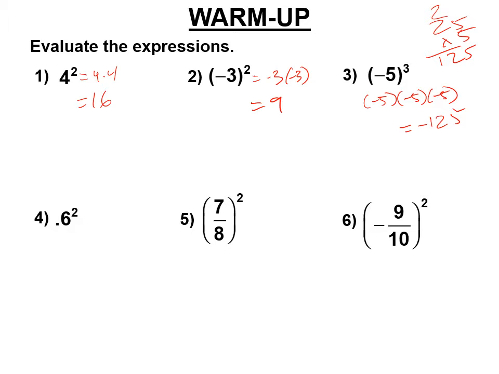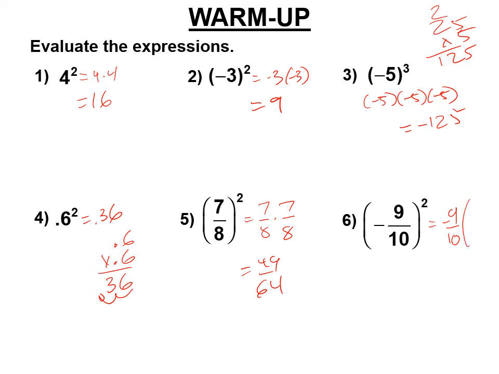125. 0.6 squared, 0.6 times 0.6, we get 0.36 or 36 hundredths. 7/8 squared is 7/8 times 7/8, which is 49 64ths. Negative 9/10 squared is negative 9/10 times negative 9/10. Two negatives are going to make a positive. We get 81 hundredths.